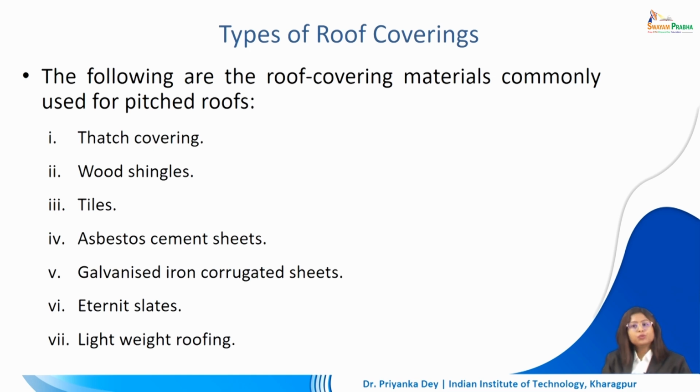There are many types of roof coverings that can be used on top of our roof structure. We can have thatch covering. This is far more economical, not very durable and also a fire hazard. Wood shingles, tiles. There are many shapes of tiles which are available in the market that can be used. We have asbestos cement sheets, galvanized iron corrugated sheets, Eternit slates and lightweight roofing materials as well. Even that has several subcategories.